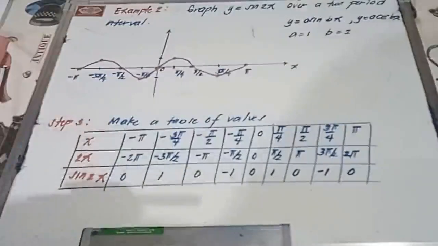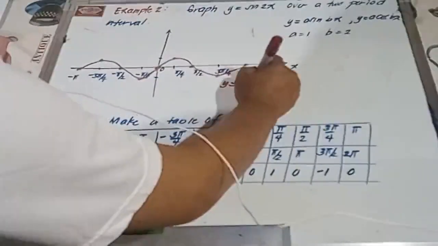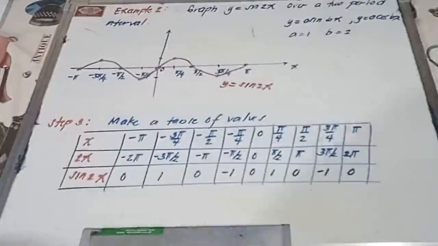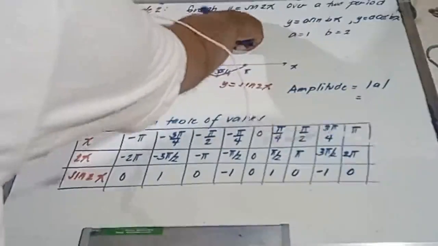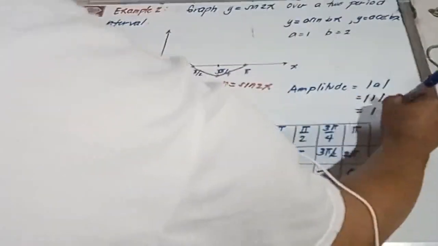Okay. So, this is the graph of the function y equals sine 2x. Also, yung amplitude pala natin, ang amplitude natin is equal to the absolute value of a. So the coefficient of sine here is 1. So we have absolute value of 1. Therefore, the amplitude is 1.